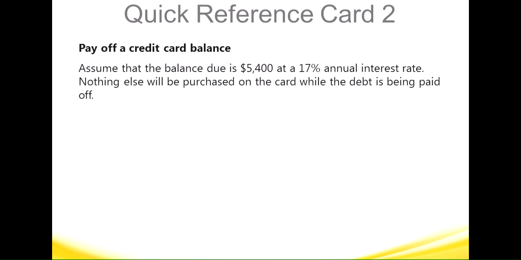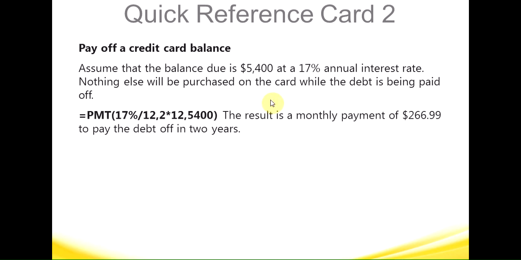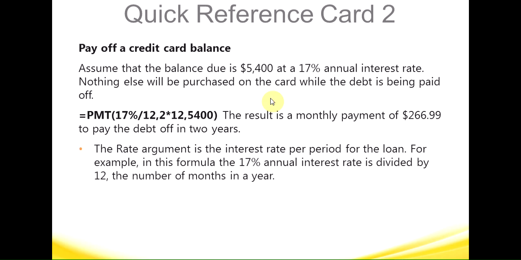We paid off a credit card by determining the balance and what we needed to pay each month over a period of time. The formula we used for this was PMT. The result is a monthly payment of $266 at 17% over 2 years. The rate argument is the interest rate per period of the loan.